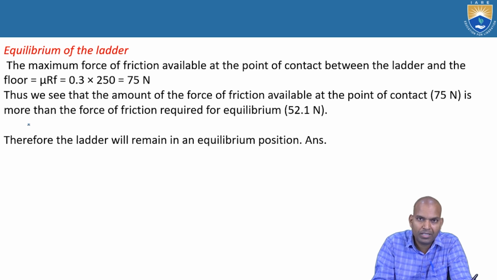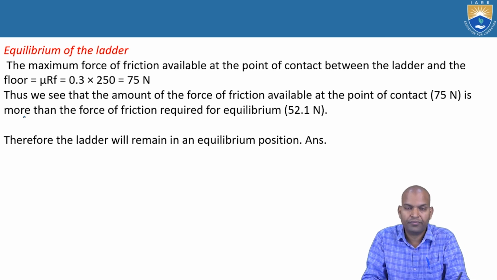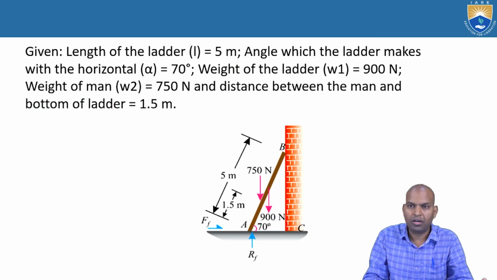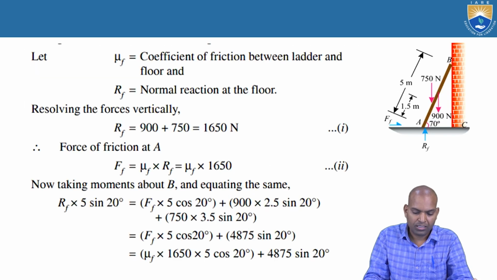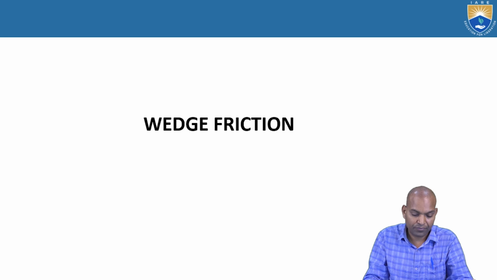Okay, what is the equilibrium of the ladder? The maximum force of friction available at the point of contact between the ladder and the floor, that is mu RF, that is 0.3 times 250, that is 75 newtons. Okay, these are the problems we solved. Go through it more thoroughly. This is the problem model number 2 in the case of ladder friction.